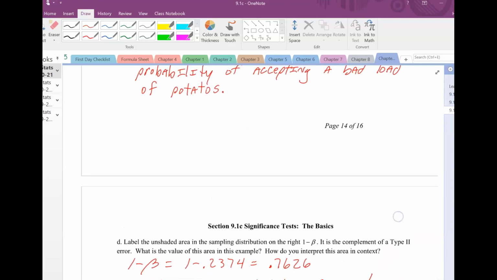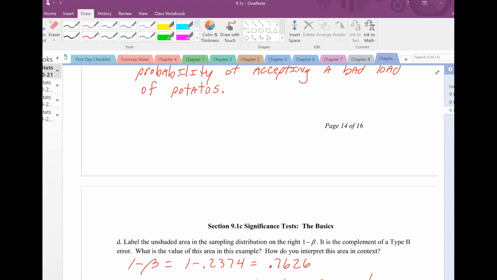Okay, if you flip to the next page, this is where we're going to start talking about something called the power of the test. And part D says label the unshaded area in the sampling distribution on the right as 1 minus beta. It is the complement of a type 2 error. What's the value of this area in the example? How do you interpret this area in context?